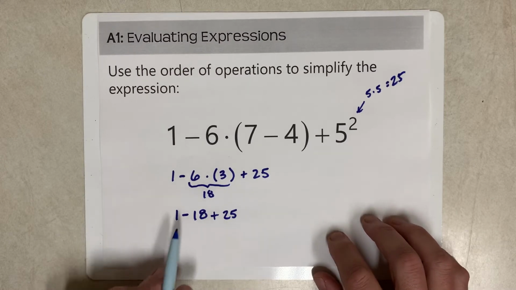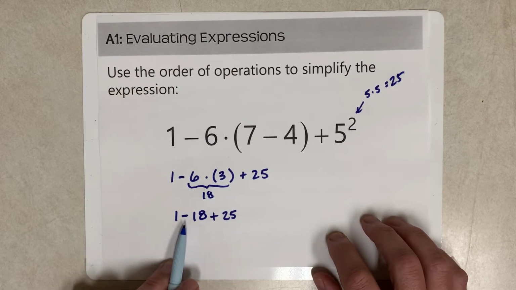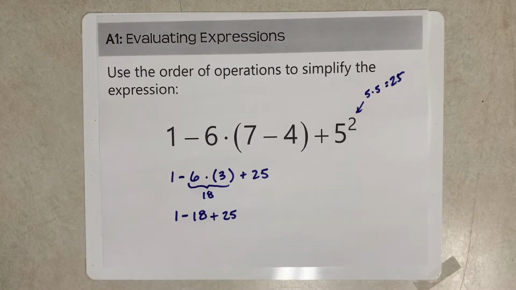And the reason why is because subtraction is really the same thing as addition. You're just adding a negative number. So subtraction and addition are almost the same operation, just like multiplication and division are almost the same operation, because when you divide, you're really multiplying by a fraction.